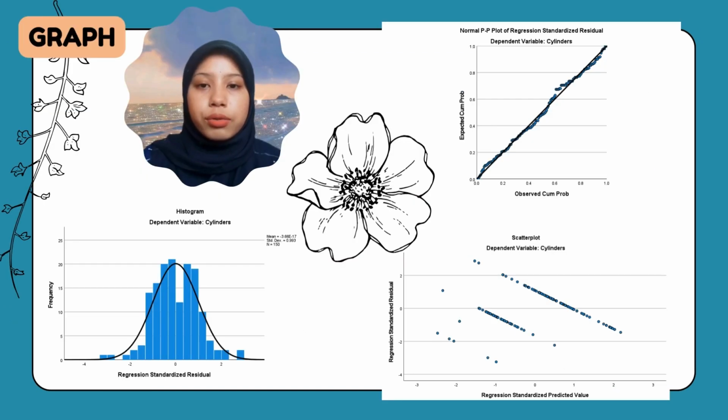And lastly, the graph. Below are the graphs that can be used to describe multiple linear regressions between cylinder, kpl, and horsepower.